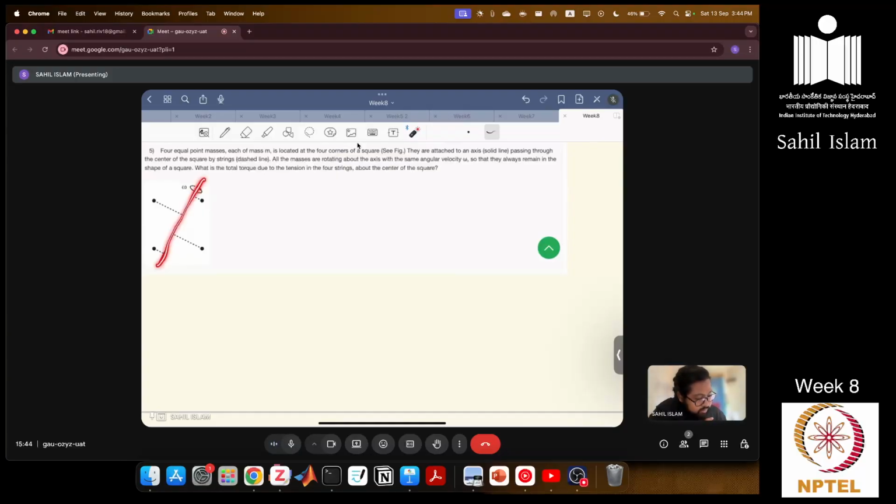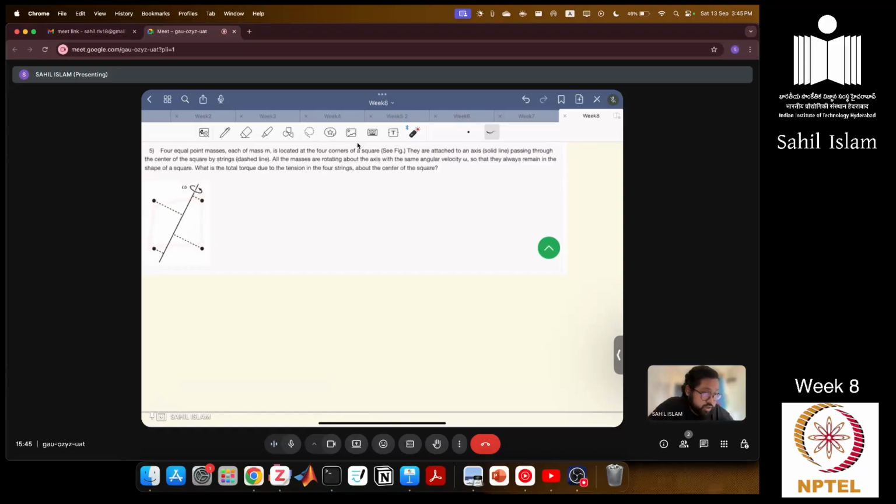So there is an axis and there are strings attached to it. All the masses are rotating about the axis with the same angular velocity omega. This axis is rotating, and the masses are also rotating around it because of the rotation of the axis. So they always remain in the shape of a square. What is the total torque due to the tension in the strings?